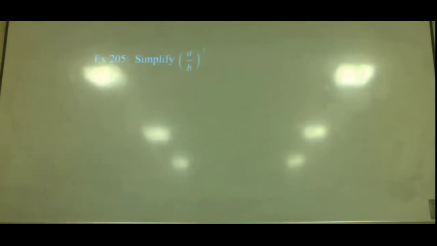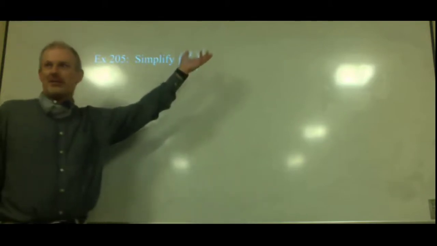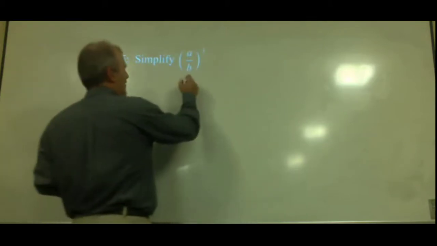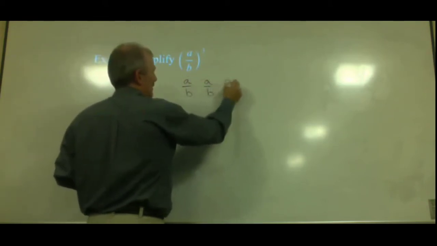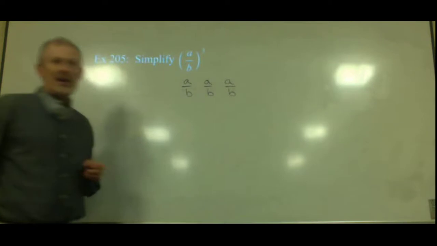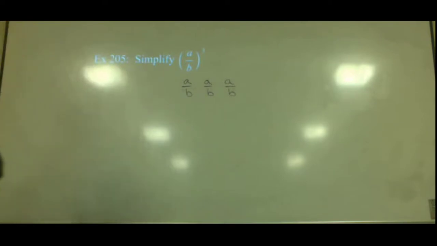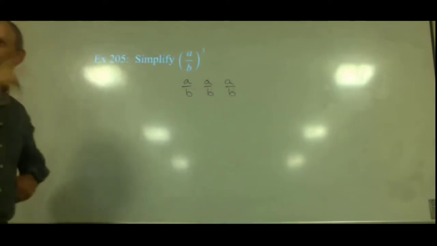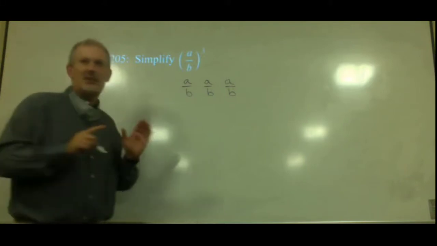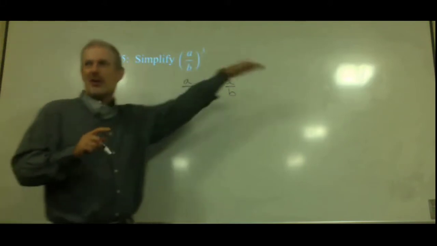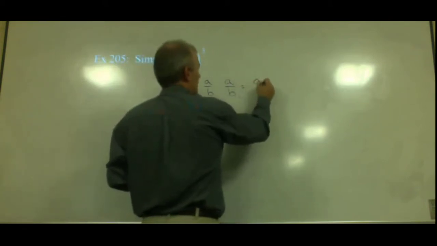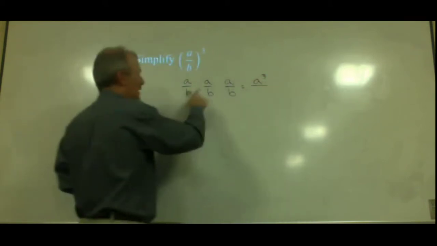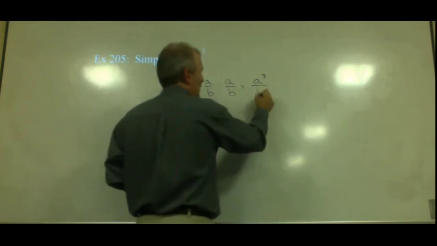Now here's another one. Using our definition, again, what does it mean to cube something? Multiply it by itself 3 times. Now you may or may not remember fraction rules for multiplication, but we did them earlier, probably again in chapter 0. But the nice thing is when you multiply fractions, you multiply straight across. So a times a times a gives us a cubed. And then b times b times b gives us b cubed.